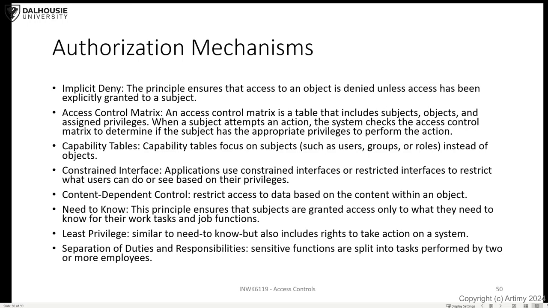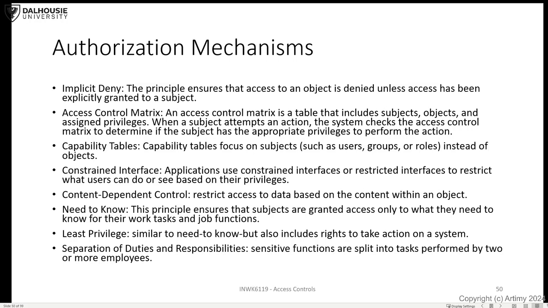Another concept is least privilege, similar to need to know, but it also includes the right to take action on a system. So you may also be able to do things that change things, for example, but only for a certain purpose.